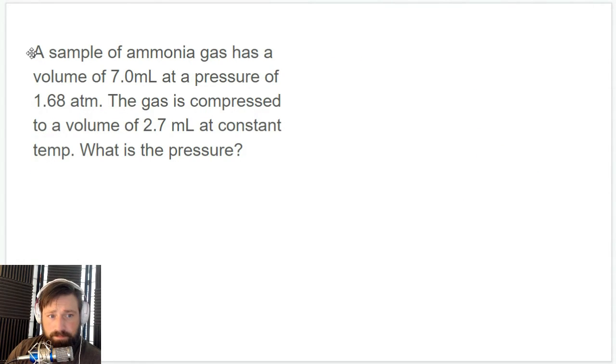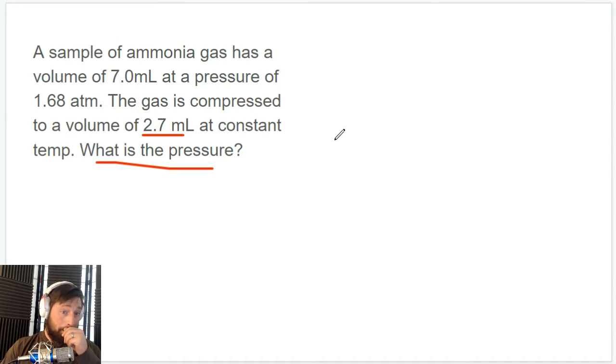Next one. So a sample of ammonia gas has a volume at a pressure. So already we're hearing volume and we're hearing pressure. At that point, PV equals nRT should be on your mind. The gas is compressed to a volume of this at a constant temperature. What is the new pressure? So the sample hasn't changed, so the moles are going to stay the same.